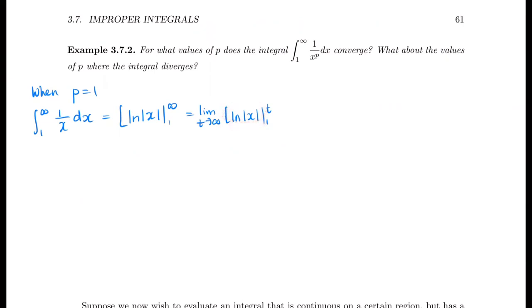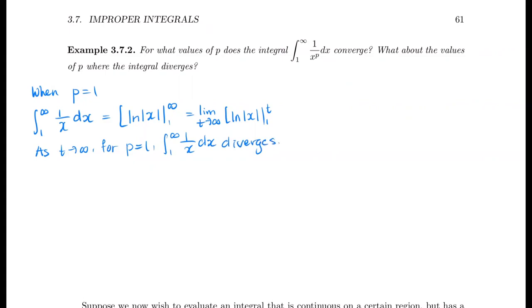So as t approaches infinity, for p equal to 1, the integral from 1 to infinity of 1 over x dx diverges. Okay, so that's one case.